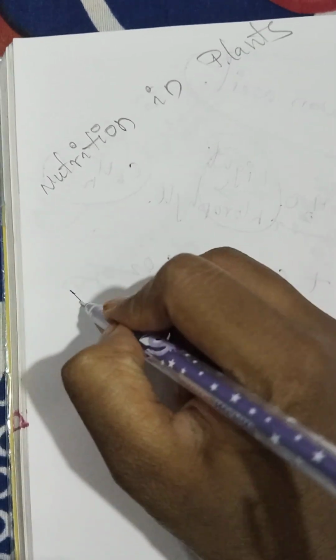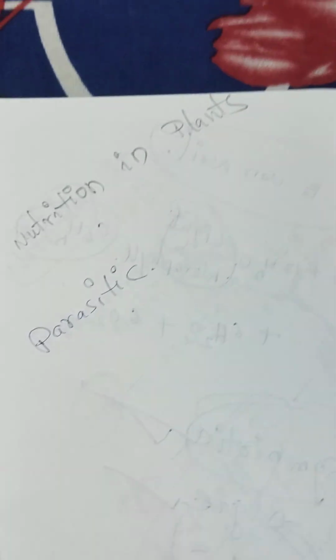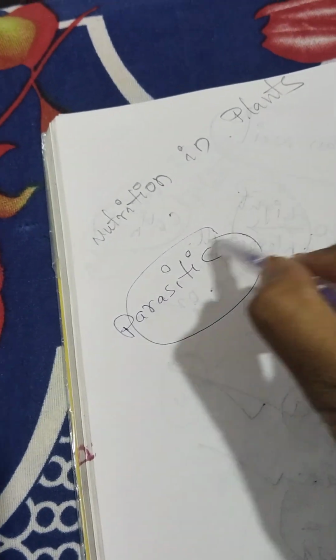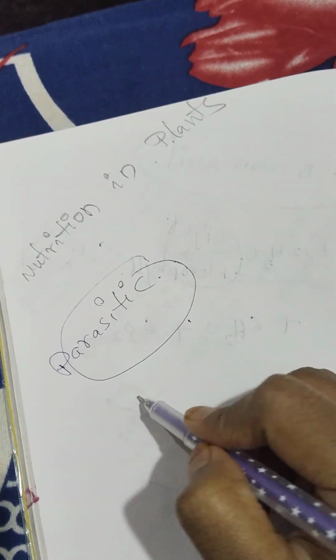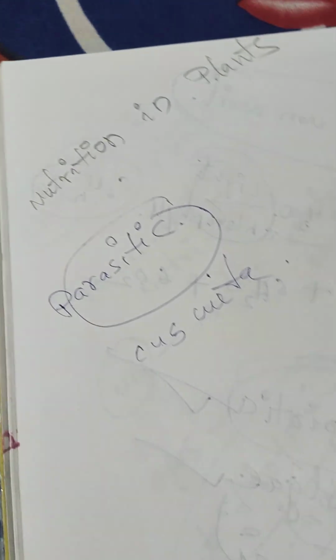Another one is parasitic. Parasitic means the organisms which depend on the host. Example, cuscuta. Next is insectivorous plant.